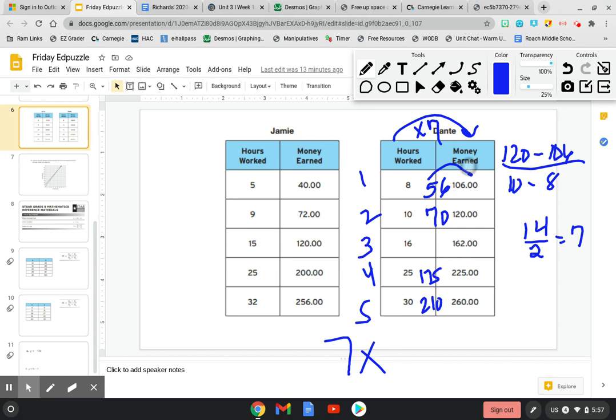All of these, you add 50. 56 plus 50 is 106. 70 plus 50 is 120. 210 plus 50 is 260. This would be the equation. Whenever you are looking at something that is not proportionate, please know that you are not just going to have to multiply. You have to do something more. You're going to add or subtract.